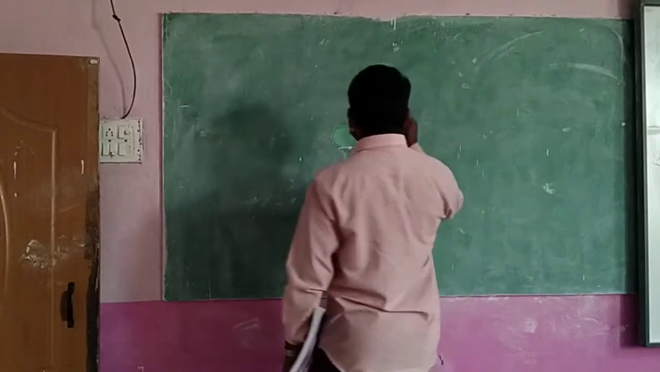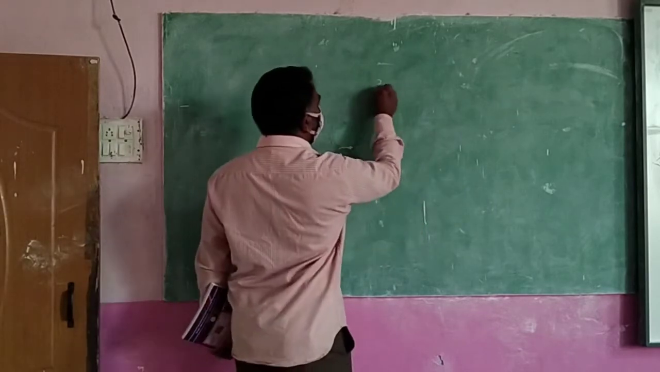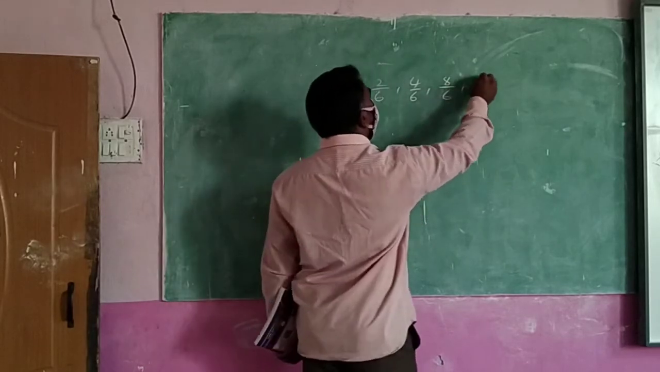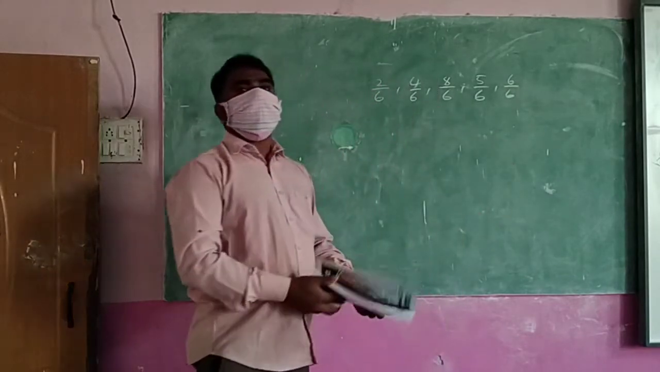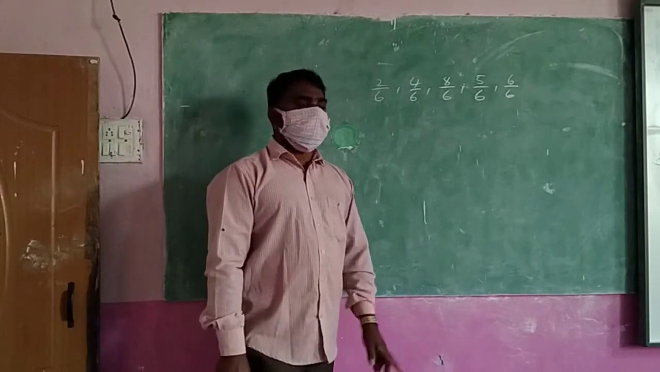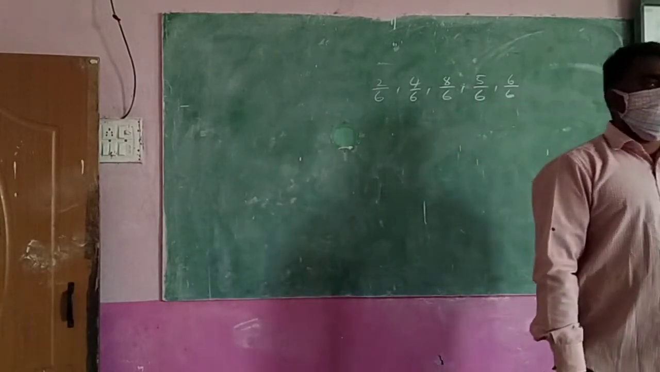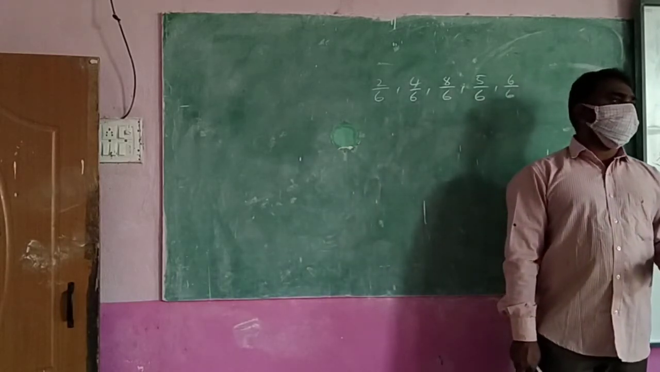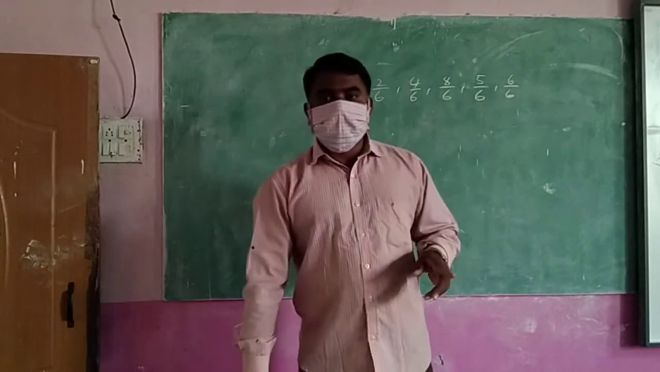What fractions are given there first? 2 by 6, 4 by 6, 8 by 6, 5 by 6, 6 by 6. So 5 fractions are given. He is saying to mark them on the number line. This topic we have discussed already. All the proper fractions are in between 0 and 1. Improper fractions are more than 1.